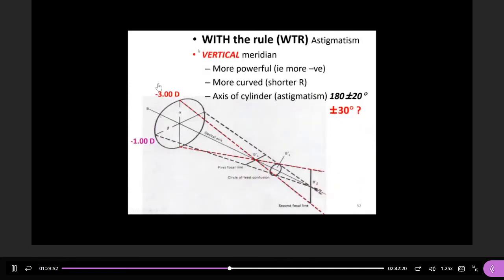So how do we show the with-the-rule astigmatism? With the rule is when the vertical meridian has more power, more curve. So the axis of the cylinder should be this one or this one. I don't know why some students always remember 180 plus minus 20. This is wrong. Please remember it is plus minus 30. This is right. With the rule, which is horizontal, means the vertical has more power, so the focus is in front of the retina. So this shows you with the rule.